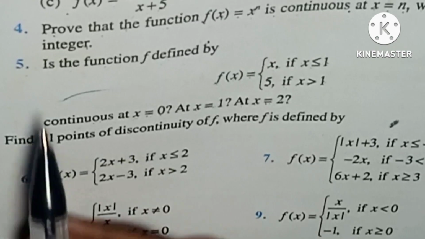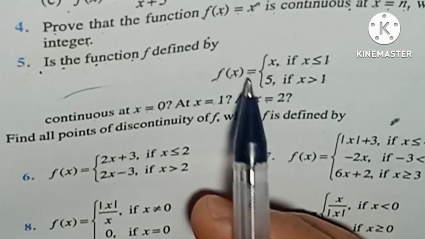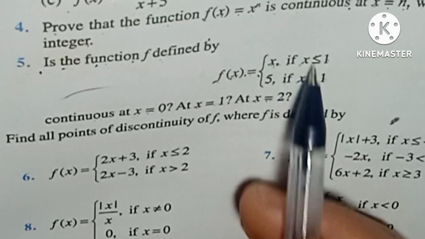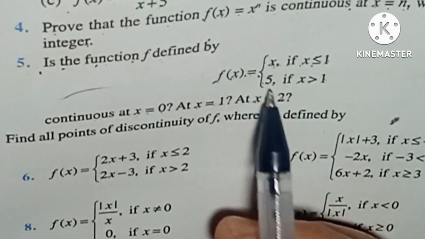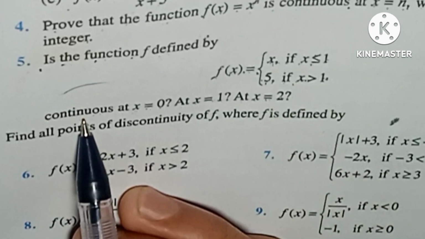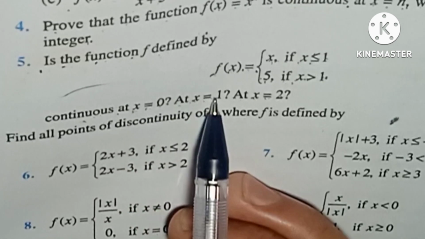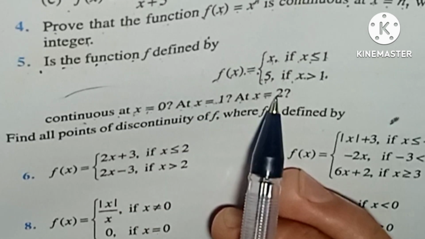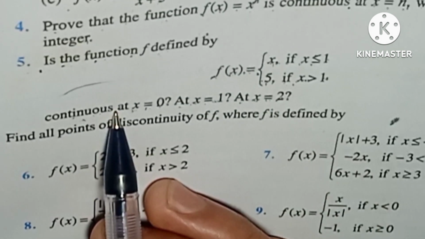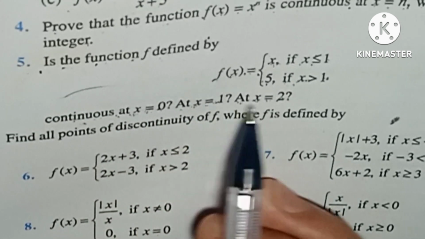Question number 5. Is the function f defined by f of x equal to x if x is less than or equal to 1, 5 if x is greater than 1, continuous at x equal to 0, at x equal to 1, at x equal to 2? Let us check the continuity at 3 different points: when x equal to 0, x equal to 1, and x equal to 2.